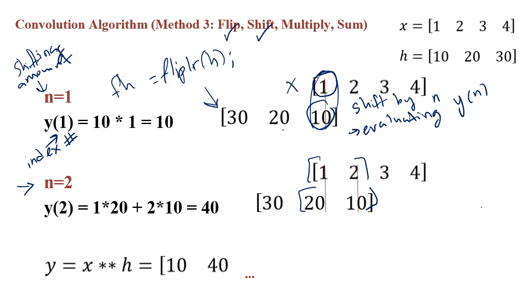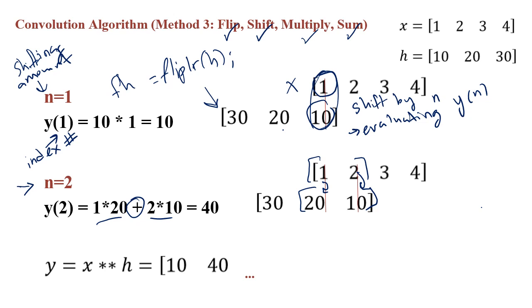So we're going to multiply 1 with 20, and then multiply 2 with 10, and then sum the two numbers together. That will take care of the summing part. So the result would be 40, which is equal to the second element in the convolution product, and so on. We're going to repeat the process until we finish evaluating all the elements in y.